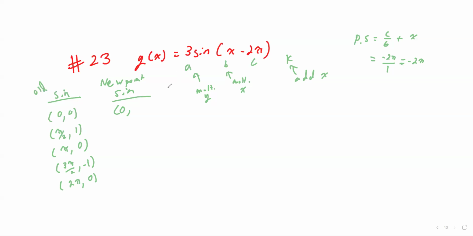Okay, yeah. So let's make sure we do this right. Because I'm going negative 2 pi, I have to actually add it. So this would be 2 pi. And then this right here, okay, we know the x would remain the same. 3 times 1 is 3.